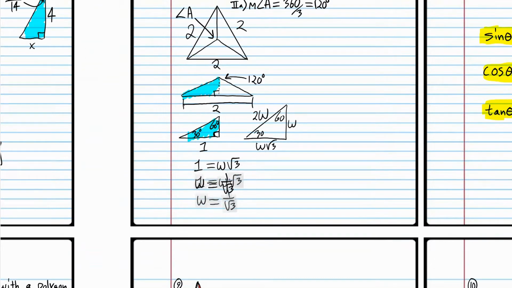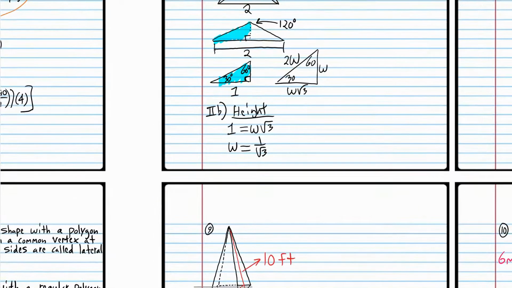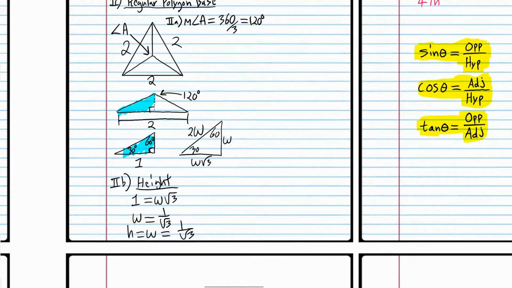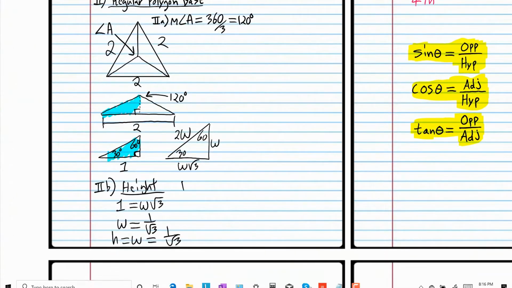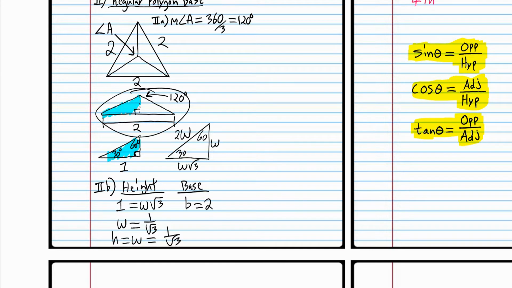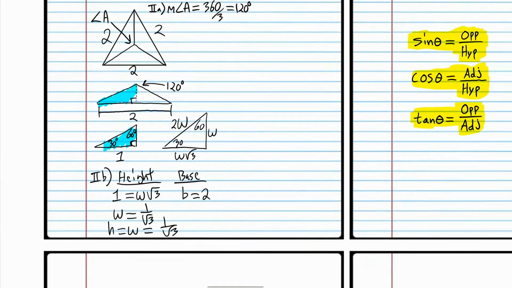I'm going to label that as the height. We'll call that step 2B. And omega, or the height, is equal to 1 over root 3. And now we want to find the base. The base is easy. The base of that triangle is just 2. So now we have everything that we need. And by the way, that was step 2C.